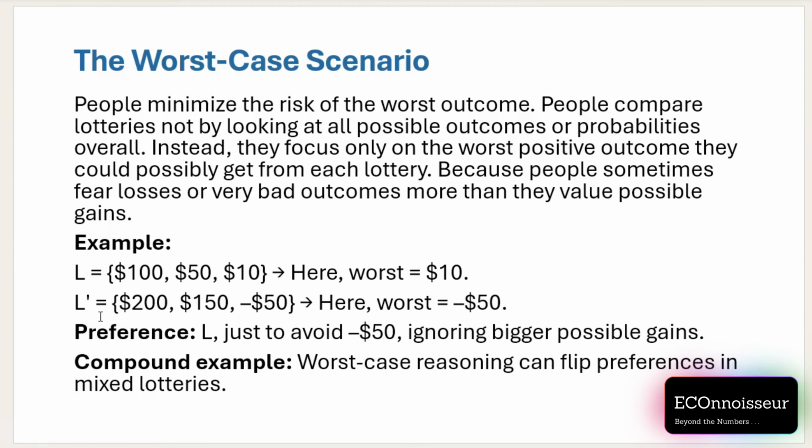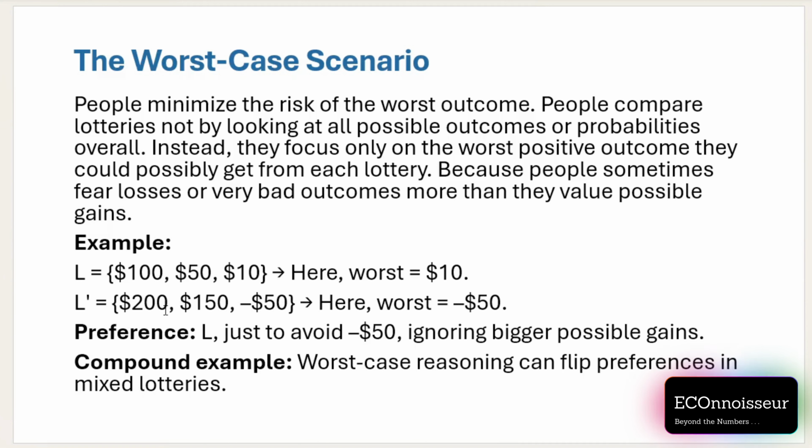So in this case, the decision maker avoids the lottery L prime and chooses lottery L because lottery L prime has the worst possible outcome, which is minus $50. But this is a violation of the independence axiom. Why? Because the independence axiom says we have to see the other possibilities of the gain also.